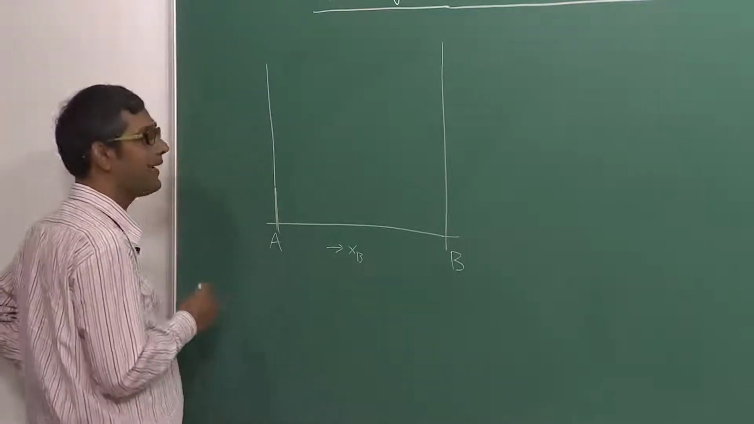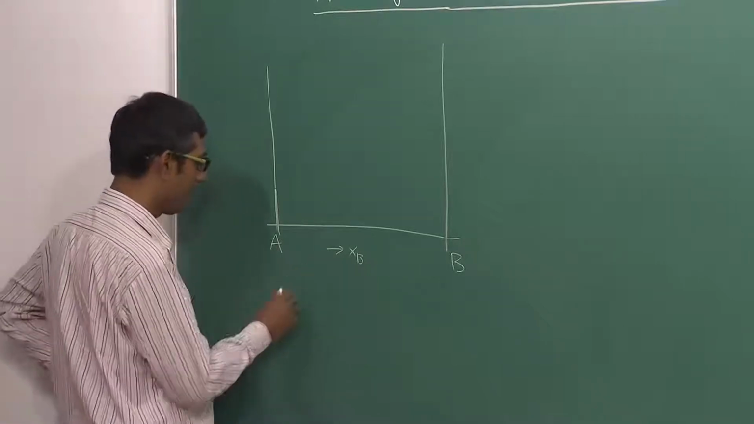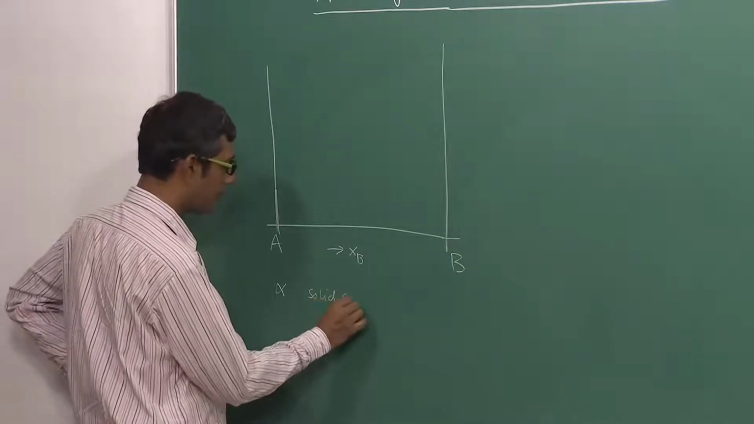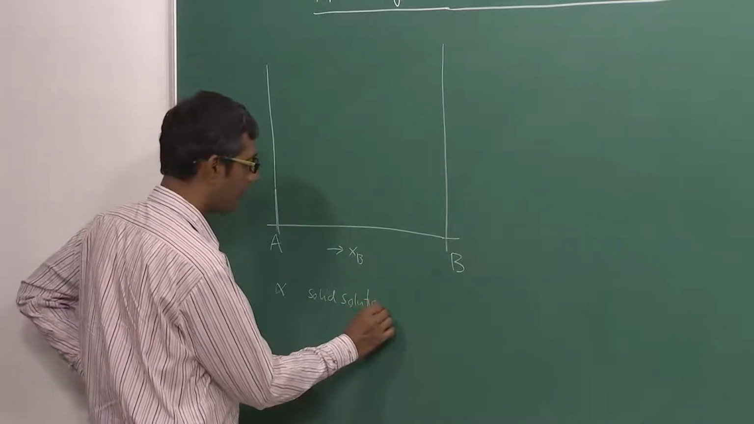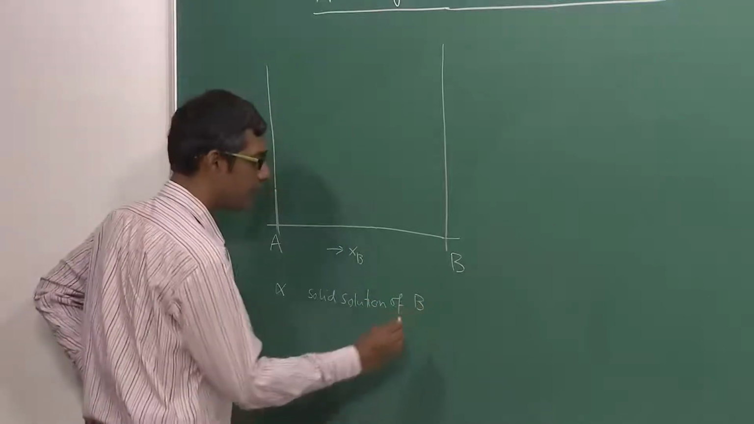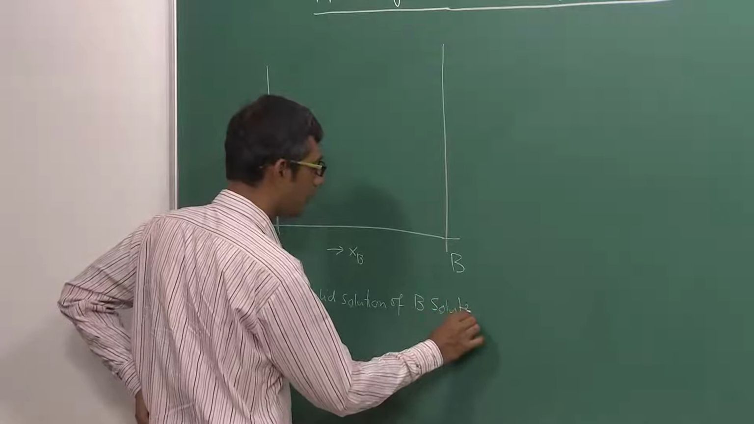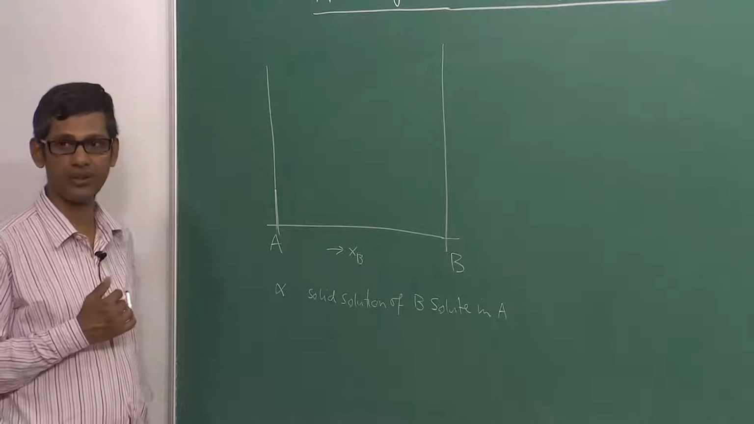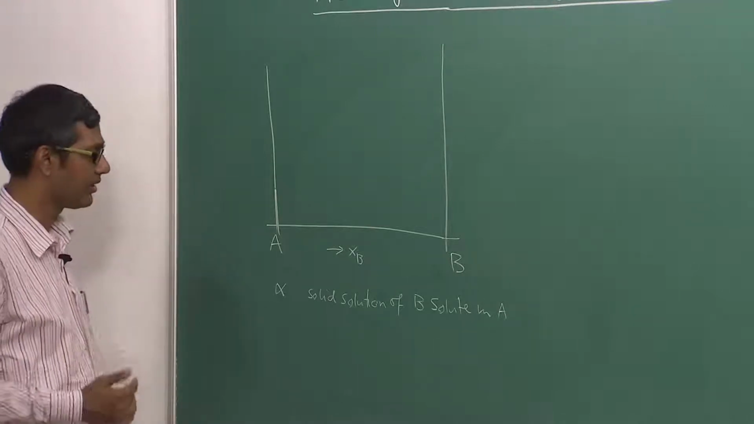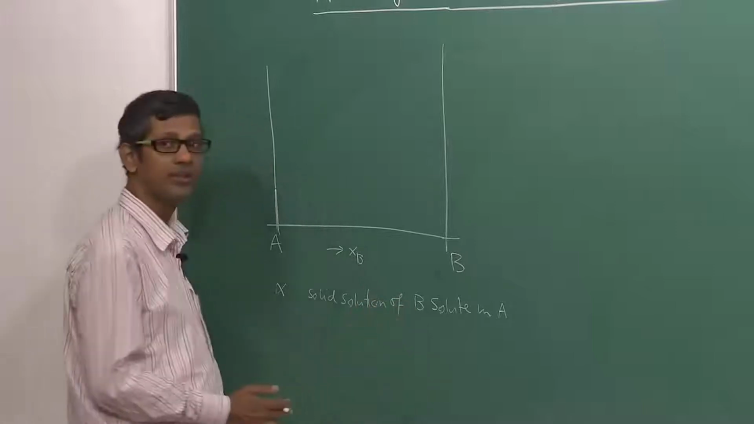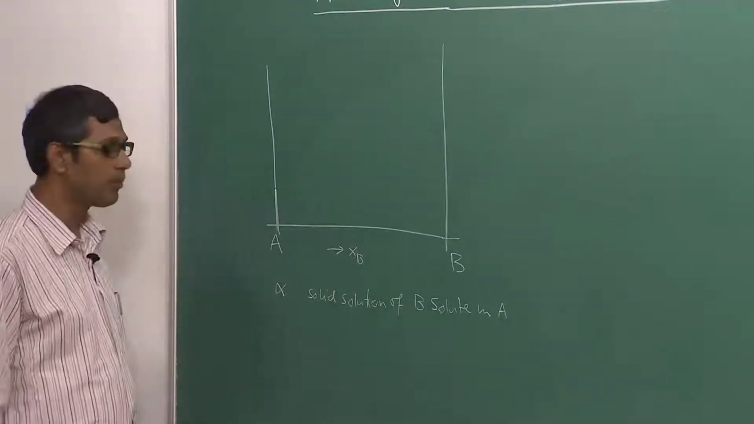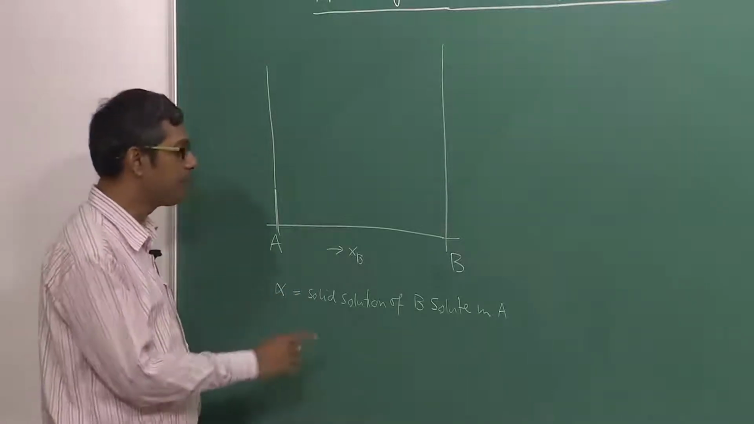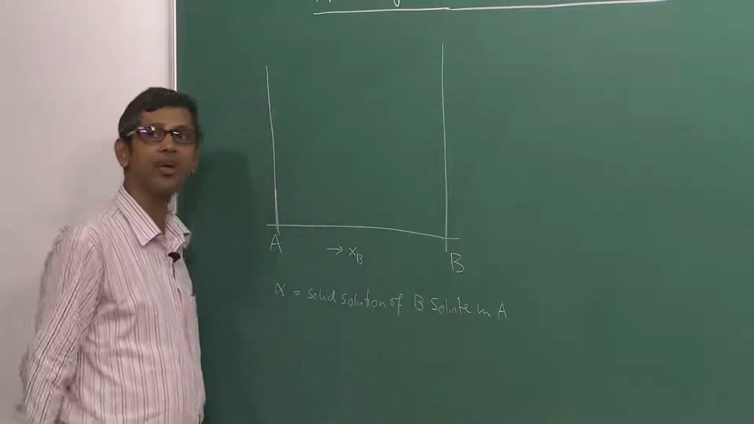Let us suppose that A is forming solid solutions with B, alpha. So alpha is a solid solution of B solute in A, correct. That means alpha is nothing but an A rich solid solution. A is more, B is less. That is why, as B is less, we call B a solute and A a solvent. So in books it will be written alpha is a solid solution of B in A. The moment you see B in A, that means B is a solute, A is a solvent.